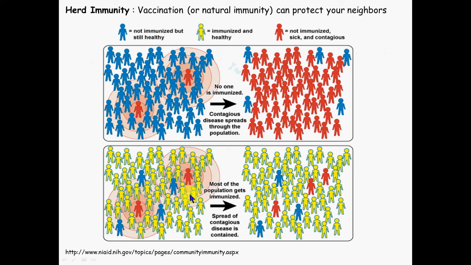And this is called, I love this idea, herd immunity. If you get vaccinated, the fact that you won't get disease can protect your neighbors. And so the cartoon is kind of nice here. Here we have a population of people, the blue ones. It says here, not immunized but still healthy, but they're not protected against this disease. And in the cartoon, you get 2 people that are infected and infectious, and within some time the disease will spread, and everyone gets it.